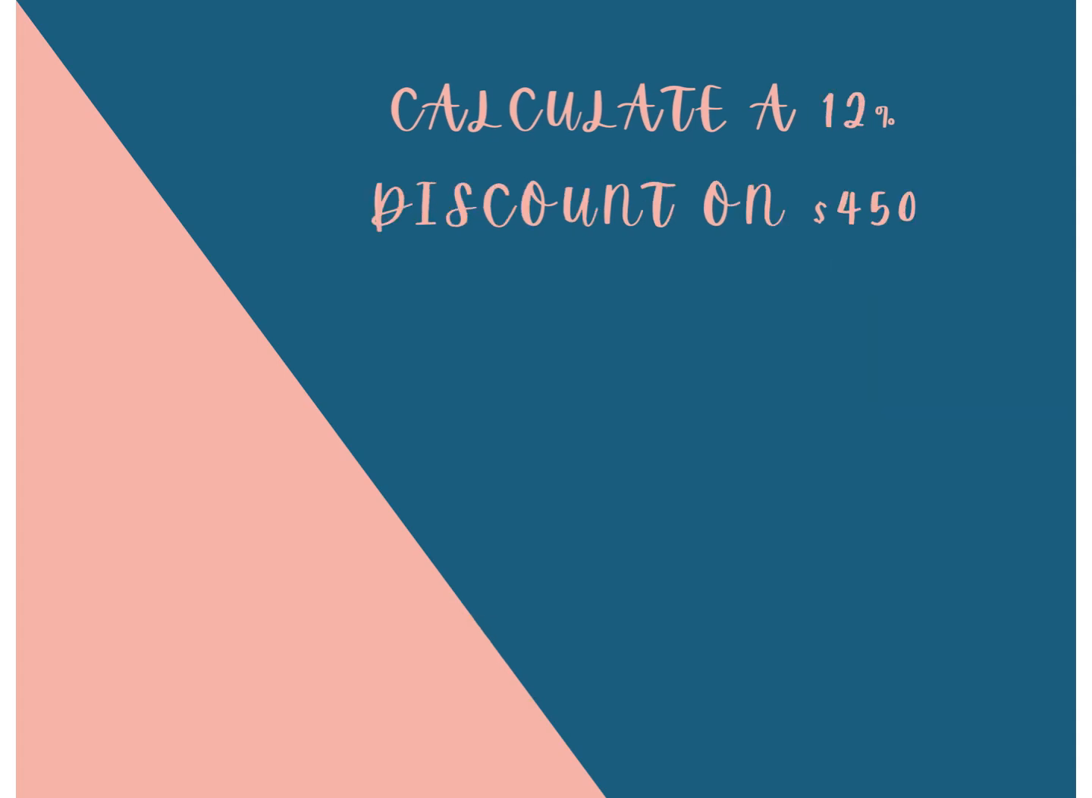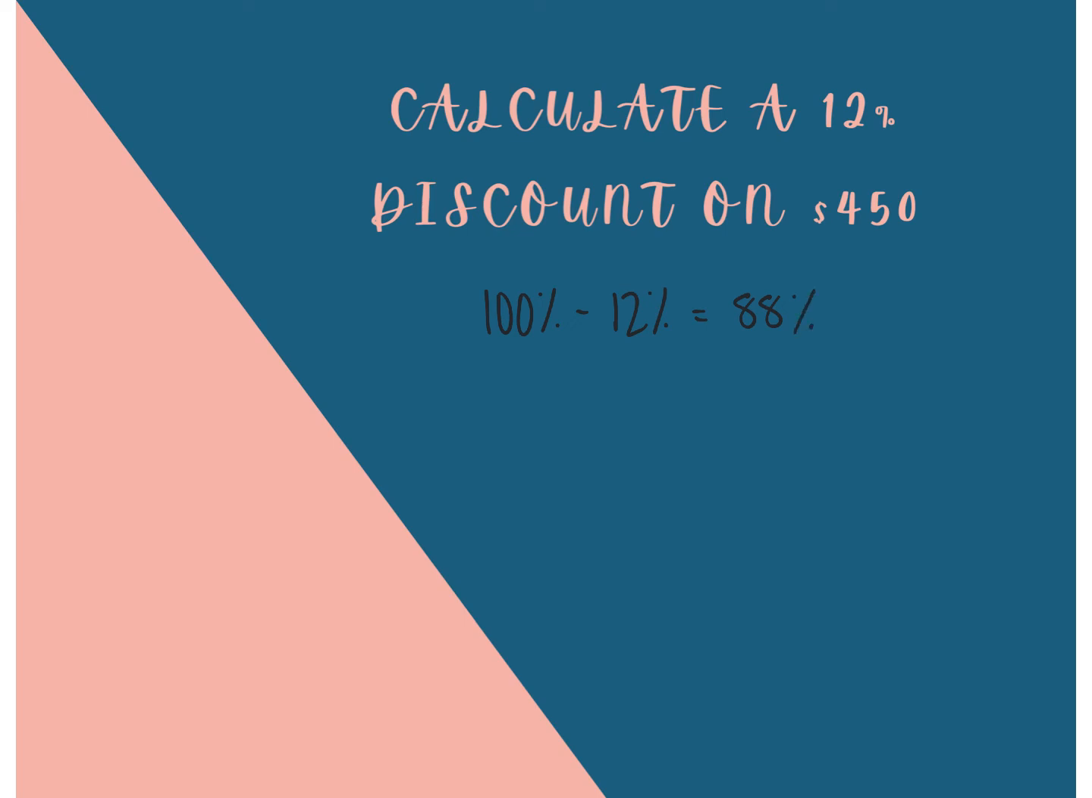Here we have a very similar problem, but it's slightly different because we're working with a discount. So typically, if I was buying something that was $450, I'd be paying 100%. In this case, I'm actually saving 12%. So instead of adding it on, I'm going to subtract it. That leaves me paying 88% of that $450.